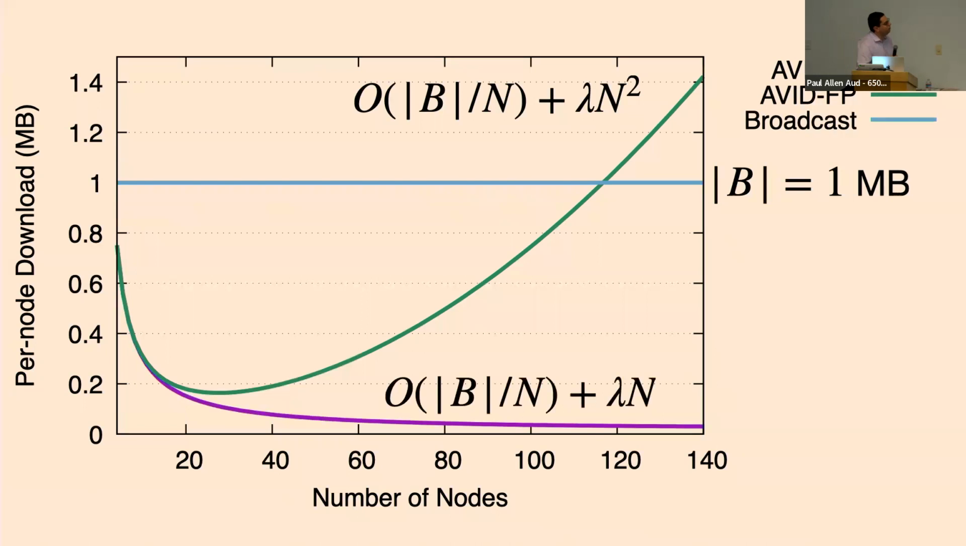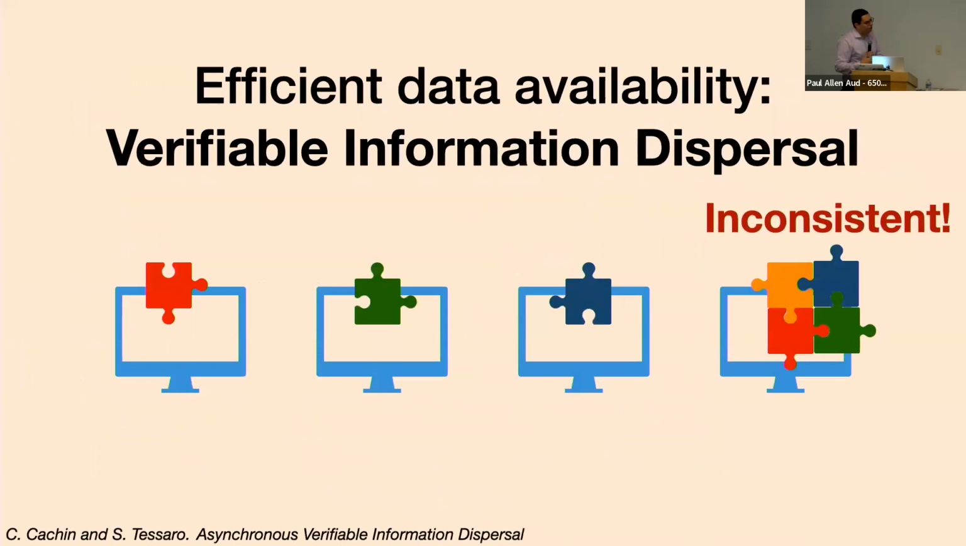So in this project, we've come up with a new VID protocol that actually reduces that quadratic communication overhead to linear overhead. And this allows you to essentially use this VID protocol in the way that I've described for practical block sizes and even at relatively large network scales. So we call this protocol AVID-M.